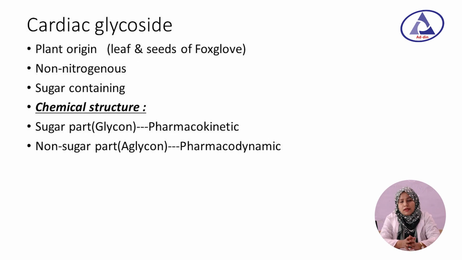Now what is that? What is the type? What is the source? The source is plant in origin. Which plant? Foxglove. And which part? The leaves and the seeds of the foxglove. It is a non-nitrogenous compound and it is a sugar containing compound. The chemical nature is of two types: the sugar part, that is the glycone part, and the non-sugar part, or aglycone part. The sugar part is responsible for its pharmacokinetic activity, that is absorption, distribution, biotransformation and excretion, and the aglycone part is responsible for the pharmacodynamic activity.